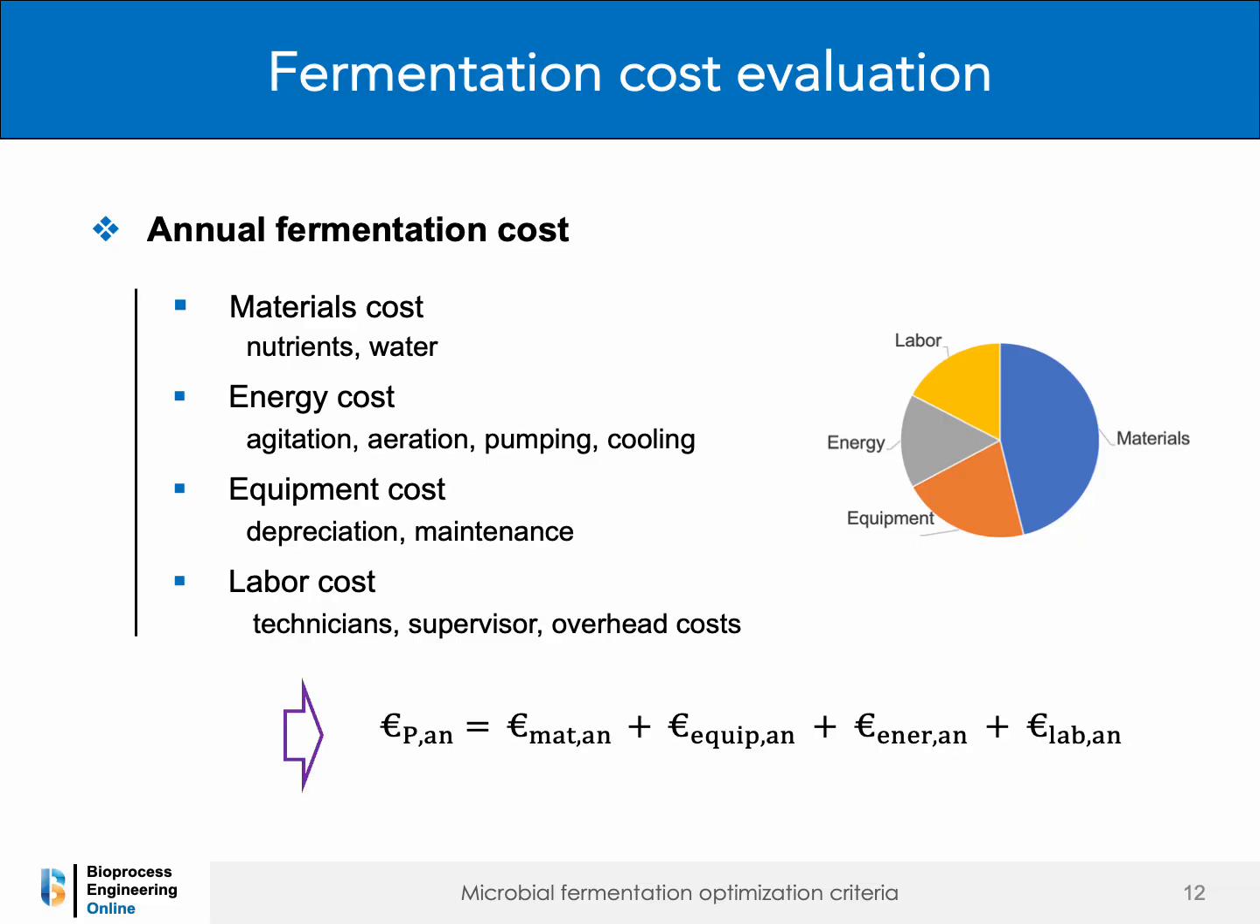For an annually operated process, the total annual cost corresponds to the combined annual expenditures for materials, equipment, energy, and labor. The annual production cost of product P, which is either the biomass or a metabolite, or a recombinant protein, is denoted as euros P annual.